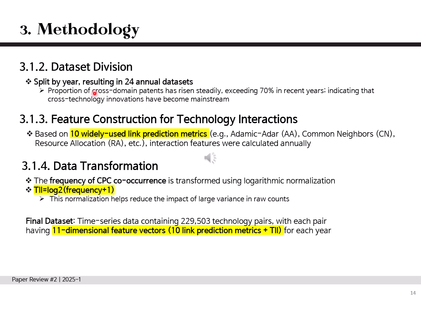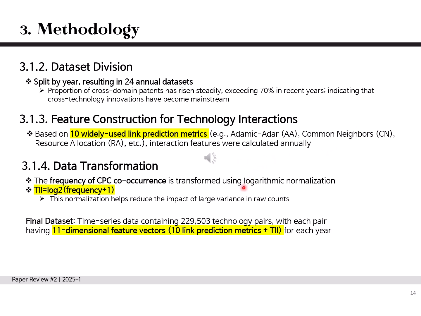The proportion of cross-domain patents has risen steadily, exceeding 70% in recent years, indicating that cross-technological innovations have become mainstream. For the feature construction for technological interaction, they have used 10 widely used link prediction metrics such as Adamic-Adar, common neighbors, and resource allocation. The metrics and interaction features were calculated annually.